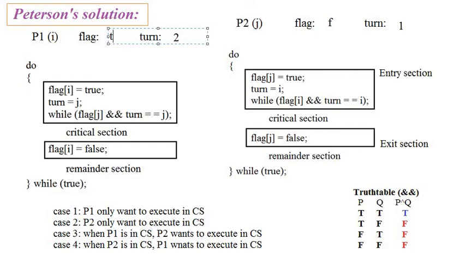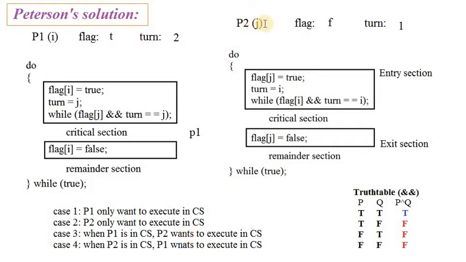Now, the first program is there in the critical section. Let me write like this. P1 is there in the critical section. Now, when P1 is there in the critical section, what is our case 3? P1 is there in the critical section, P2 wants to execute in the critical section. What will happen? Let us see.